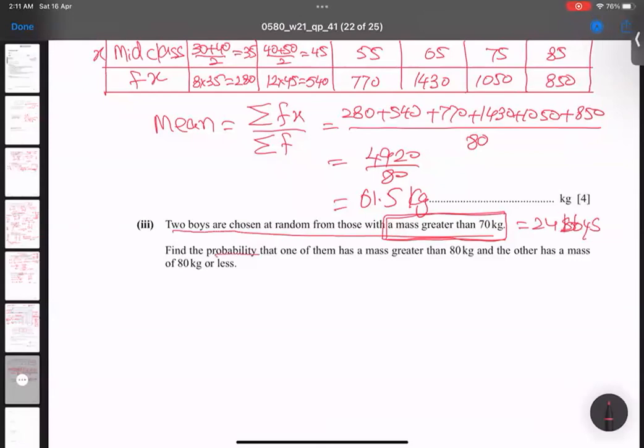Find the probability that one of them has a mass greater than 80 and the other has a mass of 80 or less. Okay, I repeat again. One student is more than 80, so mass is more than 80. And the other boy's mass is less than 80. Sorry, wait a minute. One is greater than 80, and the other has a mass less than 80. So let's decide how many more and how many less.